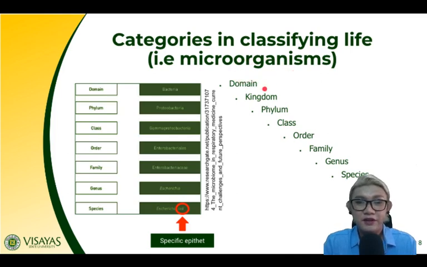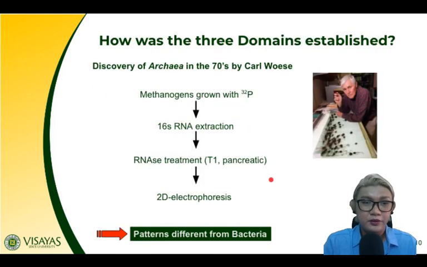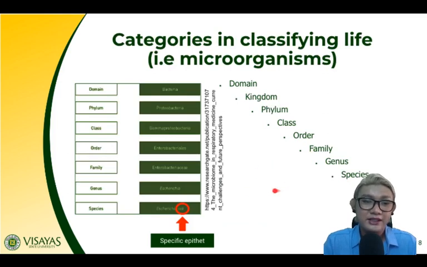Then domains are further divided into different kingdoms, into different phyla, into different classes, into different orders, into different families, into different genera, and different genera into different species. Now, when you classify a particular organism, you give them a name. The name usually consists of a genus name and a specific epithet, which we will talk about later. So the species name would be the scientific name that is given to a particular organism.